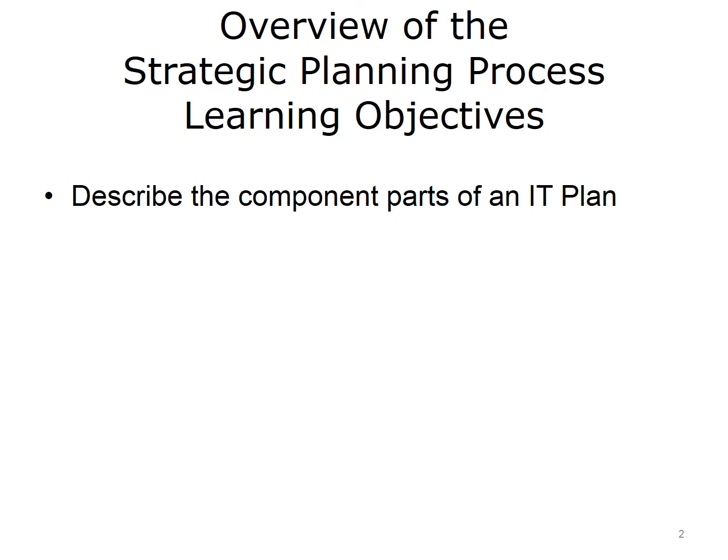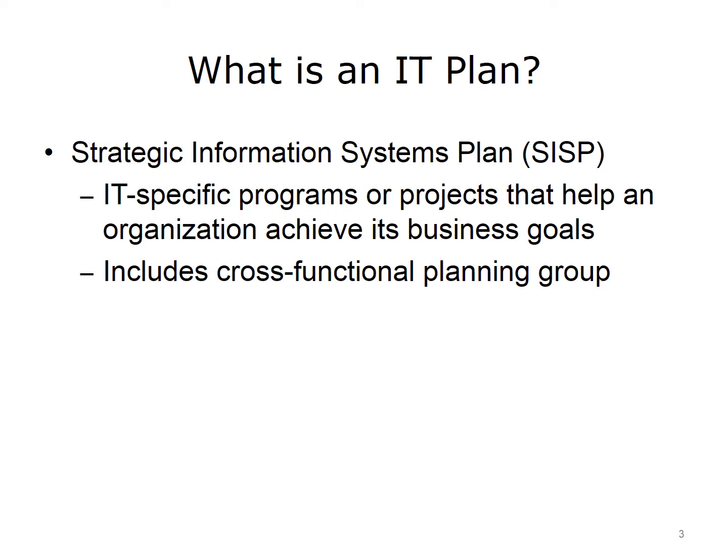The objective for this lecture is to describe some of the typical component parts of an IT plan. An IT plan, sometimes called a Strategic Information Systems Plan, is a set of IT-specific programs or projects that help an organization achieve its business goals. Strategic Information Systems Planning is done with a group of cross-functional, meaning clinical, business, IT, and administrative staff. Often, people refer to the output of the Strategic Information Systems Planning process as simply the IT plan of an organization.